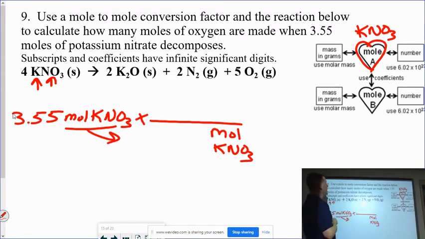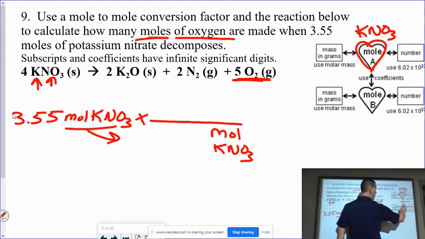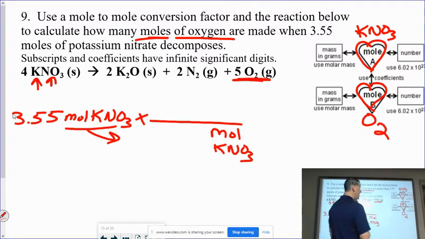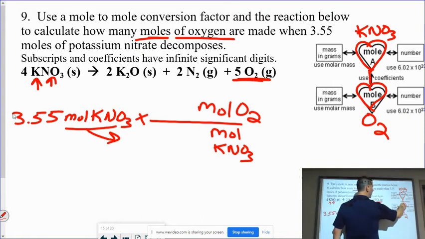It says, how many moles of oxygen are made when 3.55 moles of potassium nitrate decomposes? So how much oxygen is made? And it wants moles of oxygen. So I'm going down here, and this is for O2. So this should be a one-step problem. So I can go to moles of O2.